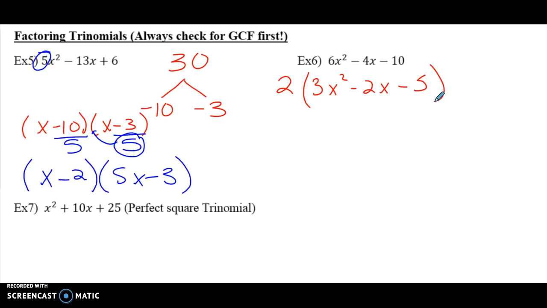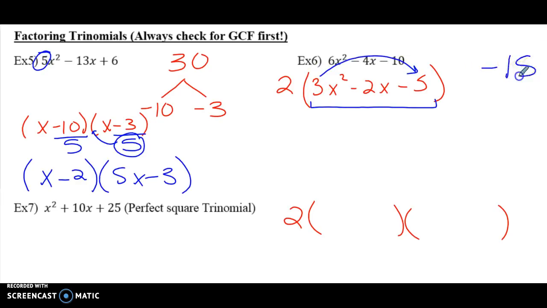Now, what's gonna happen with that 2? It's just gonna chill the rest of the problem. Your final answer is gonna have a 2 in front. But now we have to do a bottoms up with what's left inside. So what is A times C? What factors of negative 15 add up to negative 2? Negative 5, 3. Negative 5 plus 3. Now, I really suggest writing the 2 every time, or you're going to forget about it. So write the 2, and then x minus 5, x plus 3.